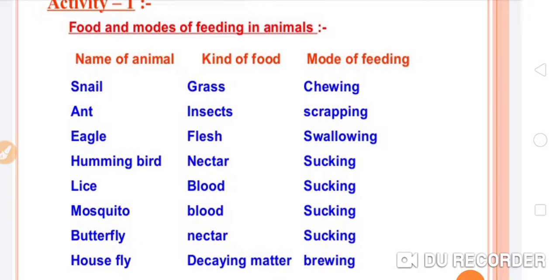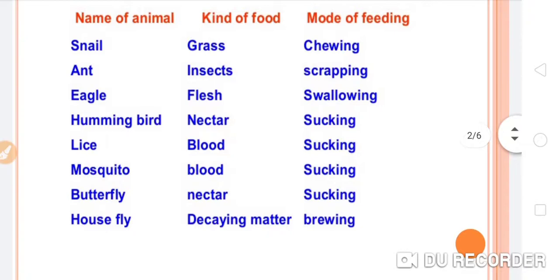Now next one, that is butterfly. Kind of food is nectar. Mode of feeding is sucking. And last one is a housefly. Kind of food is decaying matter and mode of feeding is brewing. So here we have completed the first activity of class 7th chapter 2.